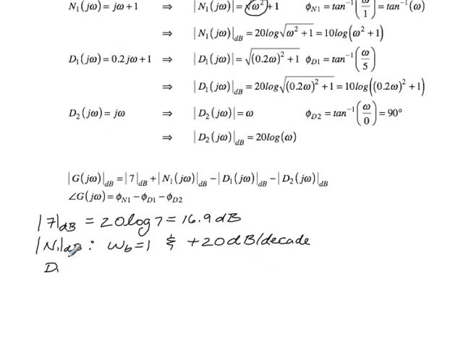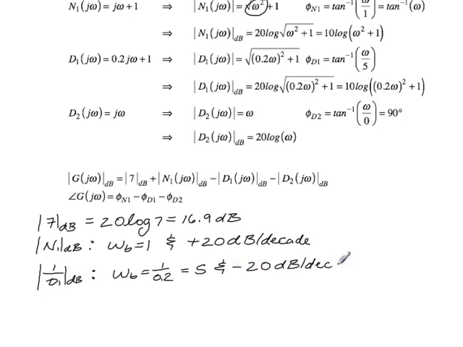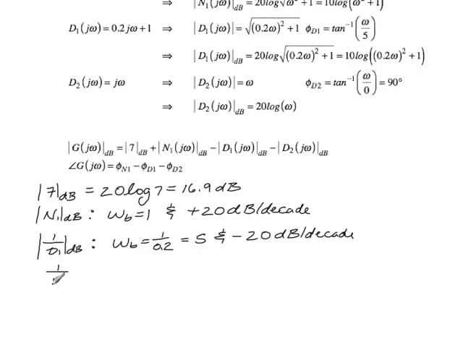Denominator factor D1, in fact what I'm going to do is say 1 over D1 written in dB. It's a linear factor. It has a break frequency of 1 over the coefficient appearing in front of the omega, so that's 1 over 0.2, so it has a break frequency of 5. Since it's a linear factor in the denominator, it goes for high frequency as minus 20 dB per decade along the frequency axis.